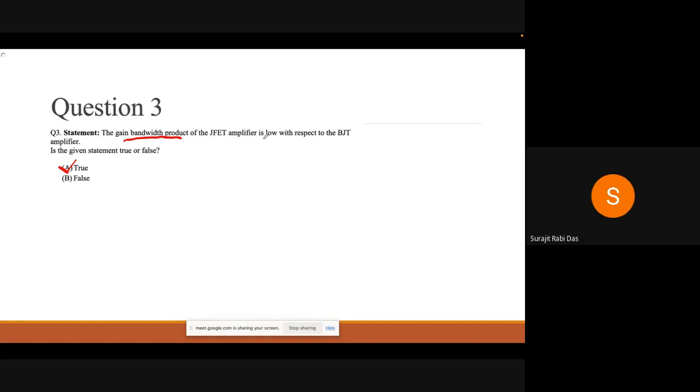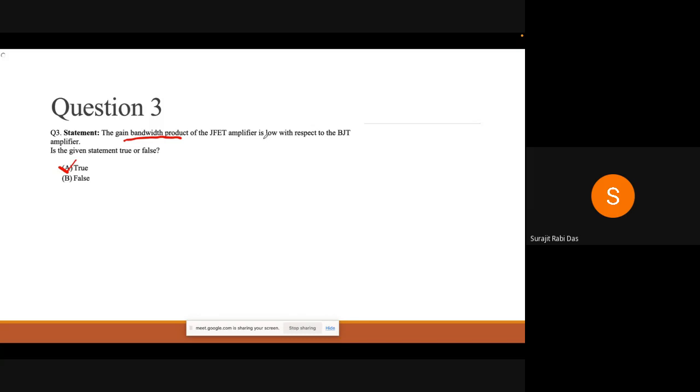Actually, in BJT we are facing minority carrier charge storage, and the gain is comparatively high, like the midband gain. So with respect to that, if you plot the Bode plot of the frequency response of the gain of a BJT, it has a minus 20 dB slope. In that region the gain bandwidth product is constant. Gain and bandwidth multiplication is constant, and the unity gain frequency is fixed for a BJT.